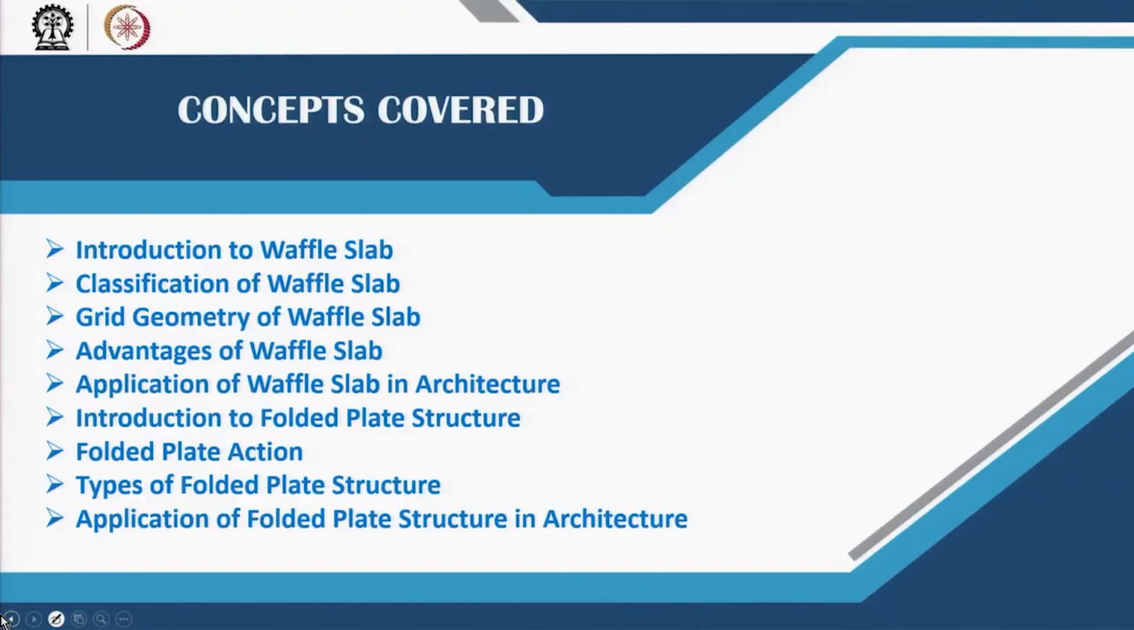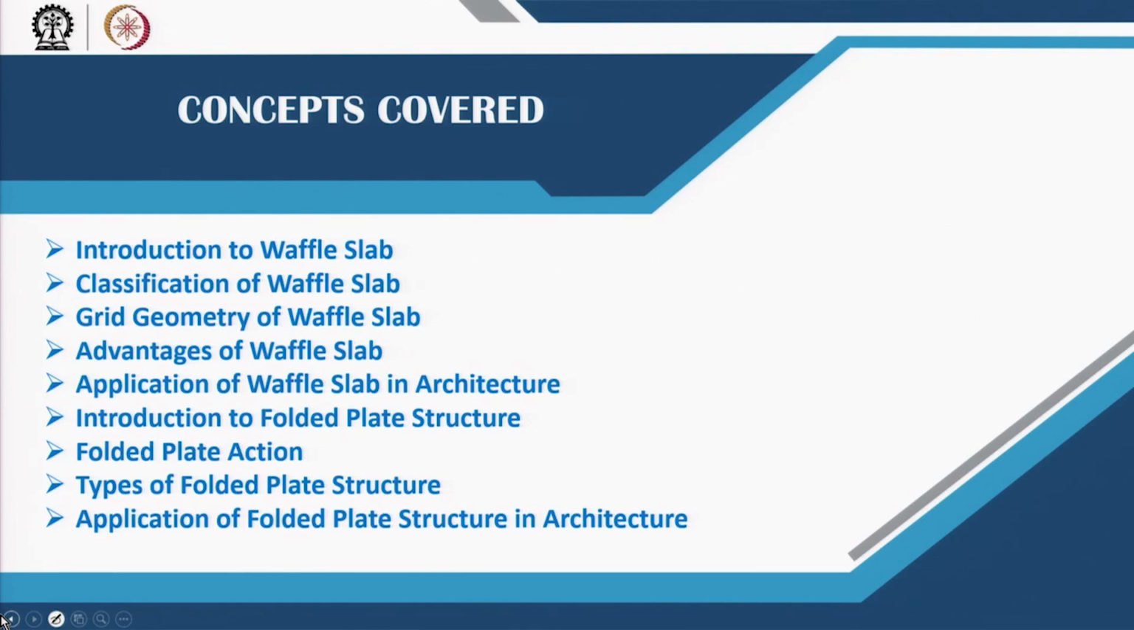If you remember, in the last lecture we introduced the plate, and in that we also introduced two typical varieties of the plate, that is the flat plate structure and the flat slab structure. So, today we will initially discuss the waffle slab and then the folded plate.